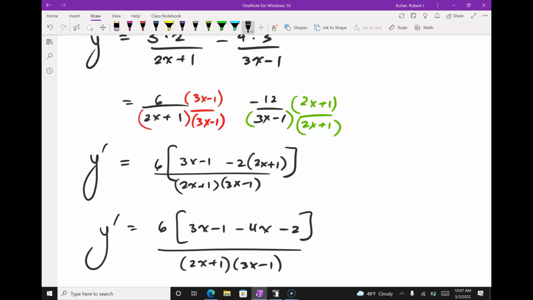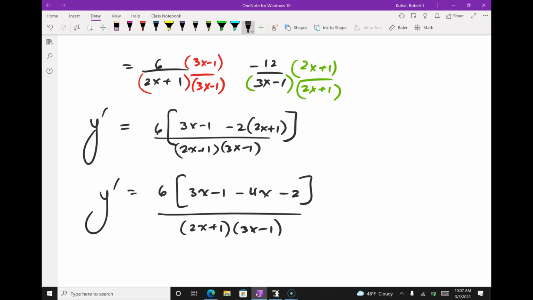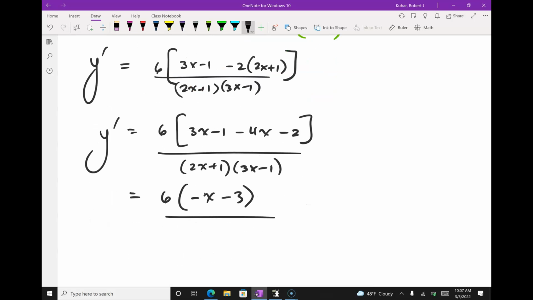I factored out a 6, right? So there's really a 1 here. 6 times 1 is the 6. Yep. So it looks like I have negative 1x minus 3, right? And that's fine for an answer. It is a little bit nicer to take out the negative upstairs as well.